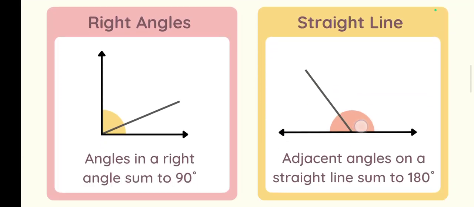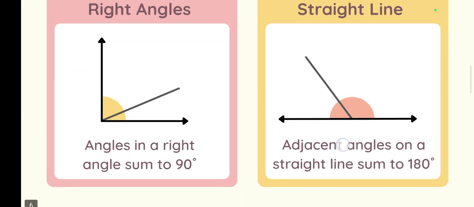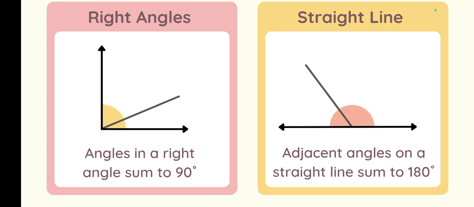Now there are some facts which we will review regarding angles. That is, angles in a right angle sum to 90 degrees, as we have studied earlier. Adjacent angles on a straight line sum to 180 degrees.